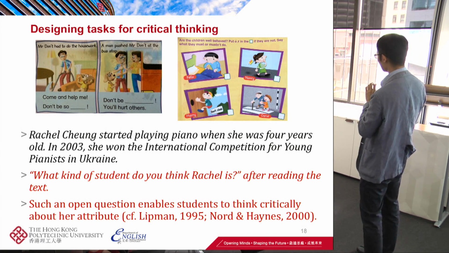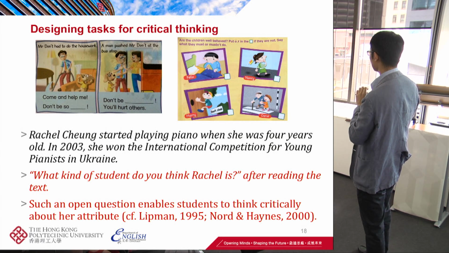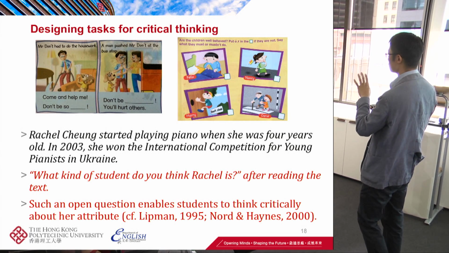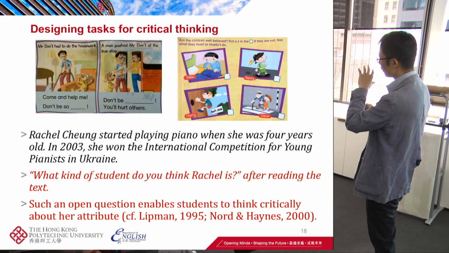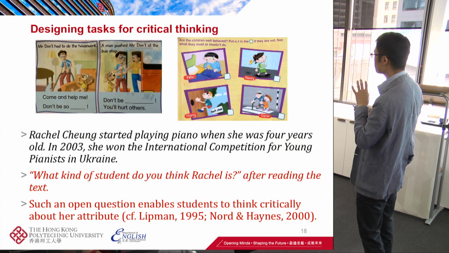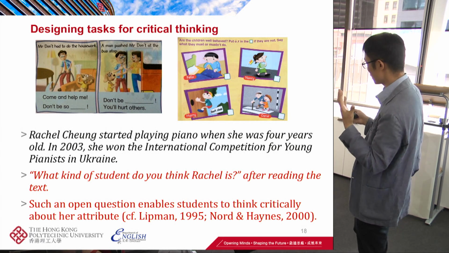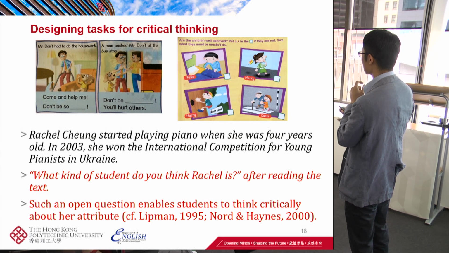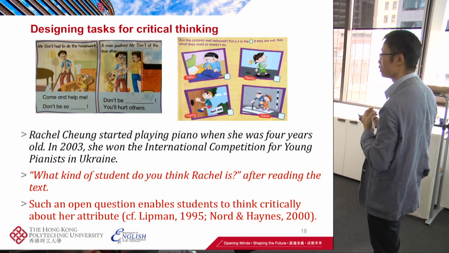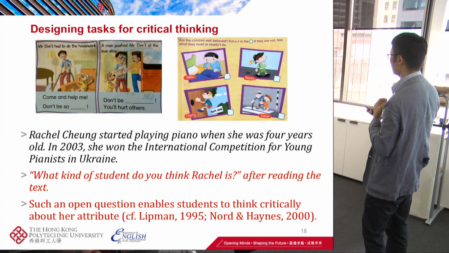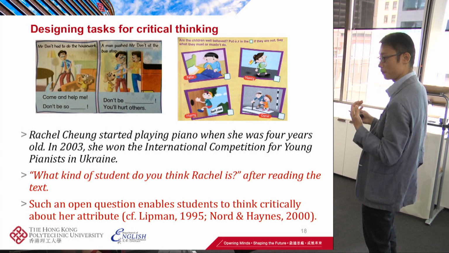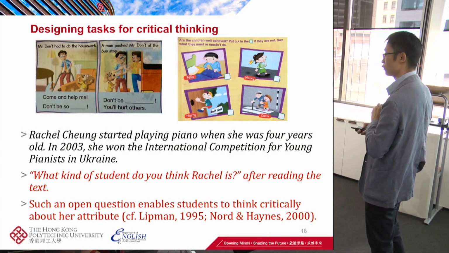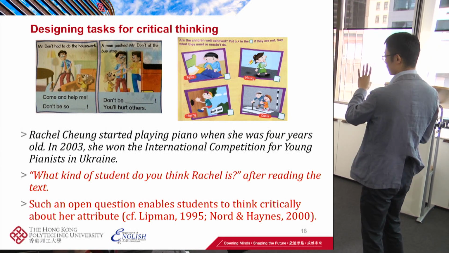So children would say, this is right, this is wrong, things like that. You don't have the opportunity to really discuss. And then you go into year 4, year 3, primary 4, primary 5. You get to discuss why this is wrong, why this is right, something like this. It's not just about right or wrong. You can see in this example, Rachel Jones started playing piano when she was 5 years old. In 2003, she won the international competition for young pianists in Ukraine. And then you get an opportunity to discuss, what kind of student do you think Rachel is after reading the text? Okay.